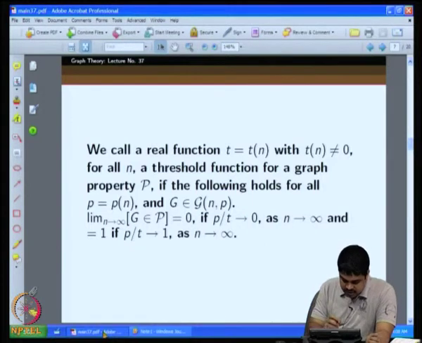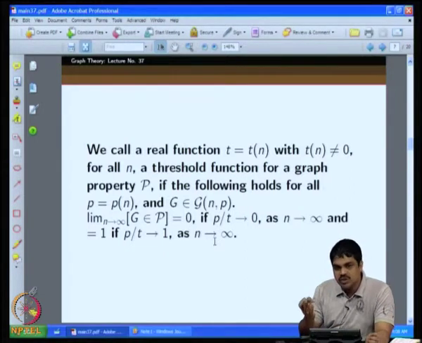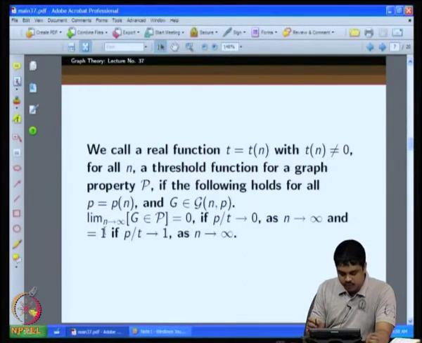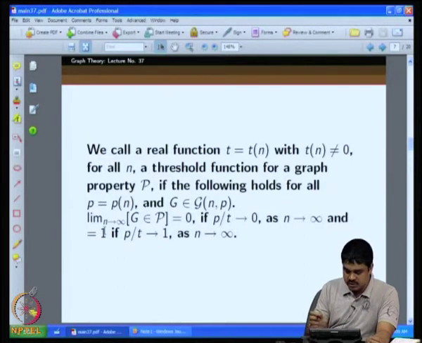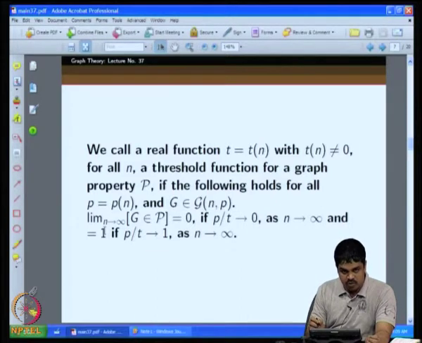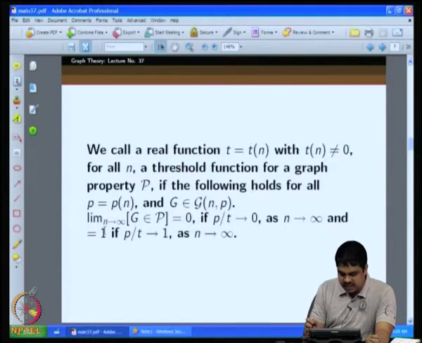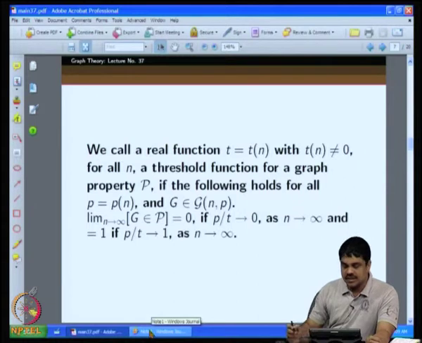On the other hand, if p by t tends to 1 as n tends to infinity, that means p is above the threshold function, then we want the limiting value of the probability that G is an element of P to be 1 as n tends to infinity. That means G has that property with probability tending to 1 as n tends to infinity. Then this is called a threshold function. So, this is an interesting phenomenon that occurs in the context of random graphs.